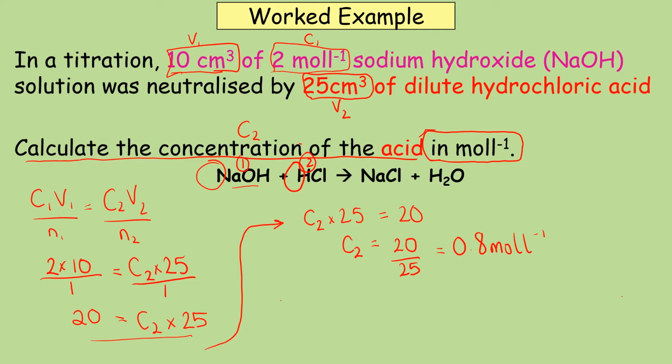So that's the first example. Now, this example is one where the ratio, the numbers, so N1 and N2, are both 1. But I think you guys are wise enough to know that that's not always going to be the case. So let's have a little look at an example where it's different.